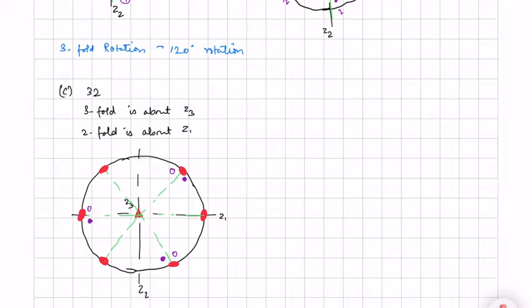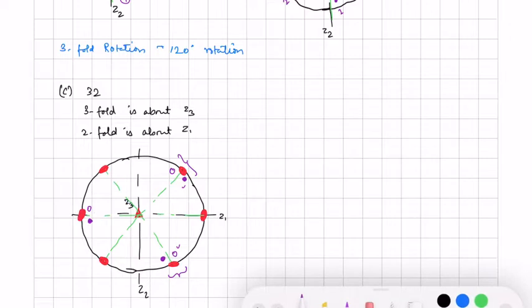So these are the corresponding points in the stereographic projection, and these are consistent with the symmetry operation of 3-fold on the 2-fold axis, as these two points follow 2-fold operation, these two as well follow 2-fold operation, this and this also follow 2-fold operation. So we can say that the symmetry is consistent.